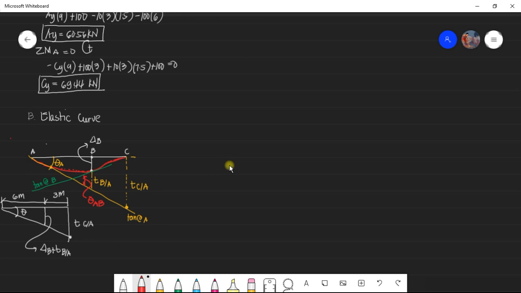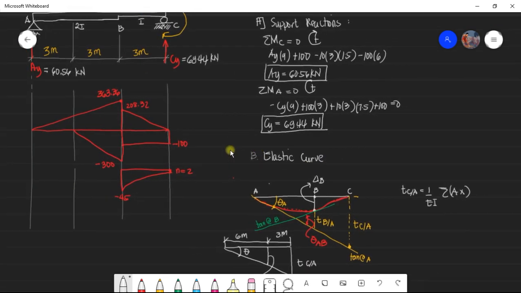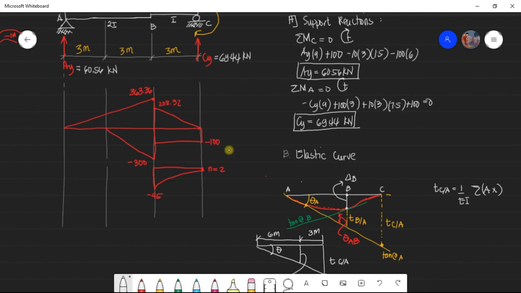Sa TCA, or the deviation: TCA, the deviation of C with respect to a tangent line drawn from A, is equal to 1 over EI times the summation of area times X. Reference natin from C, so magmo-moment tayo sa C. Kunin muna natin yung mga area.